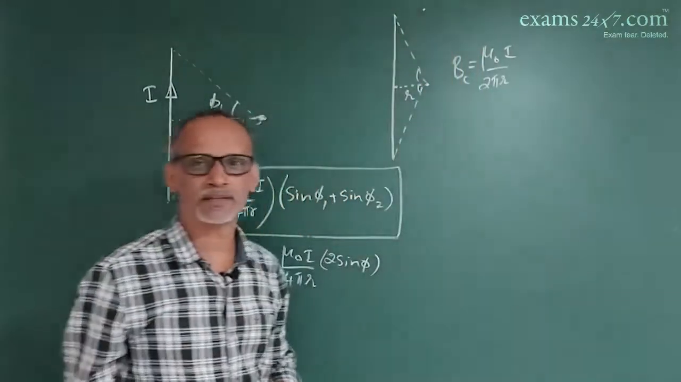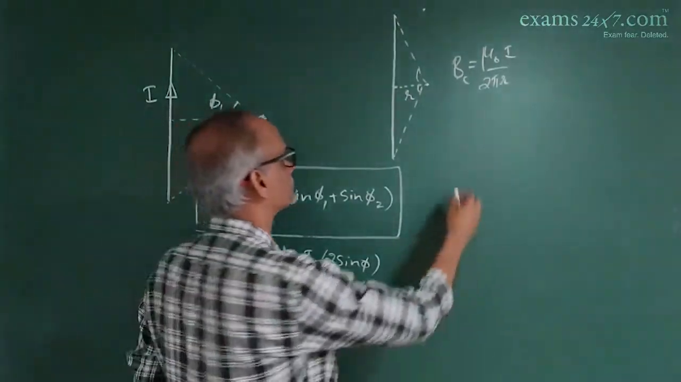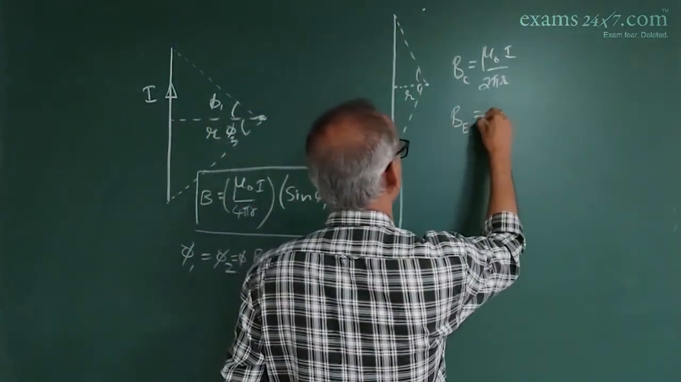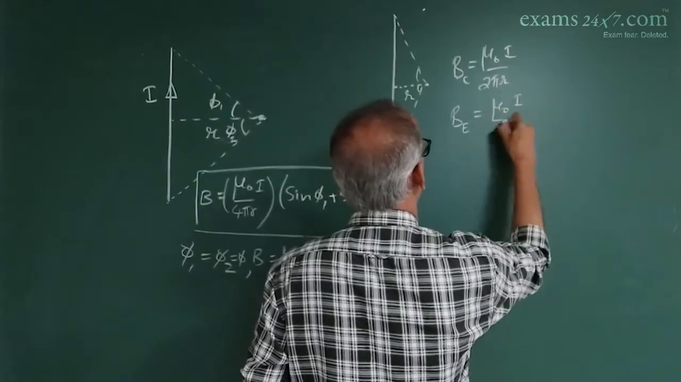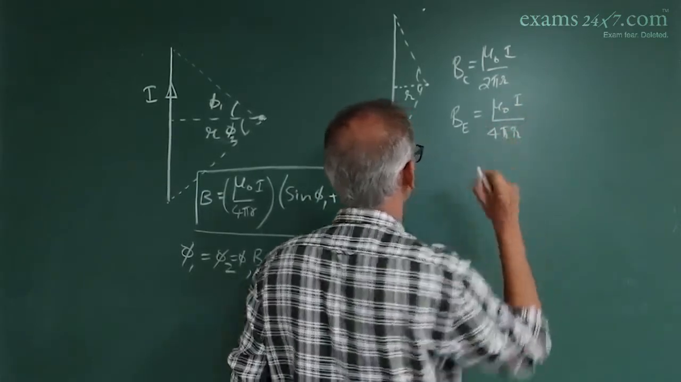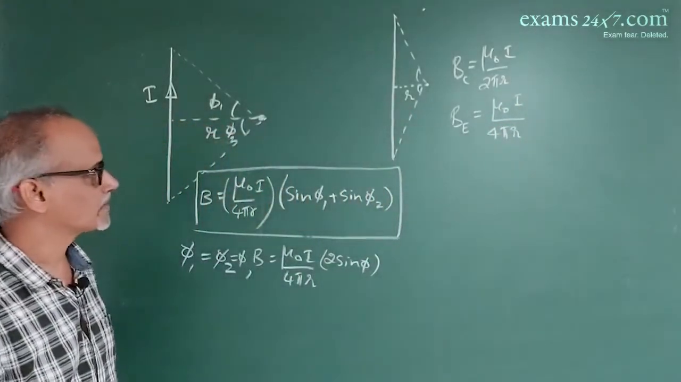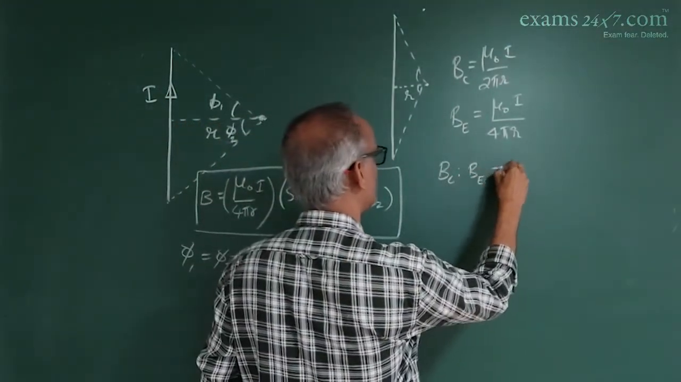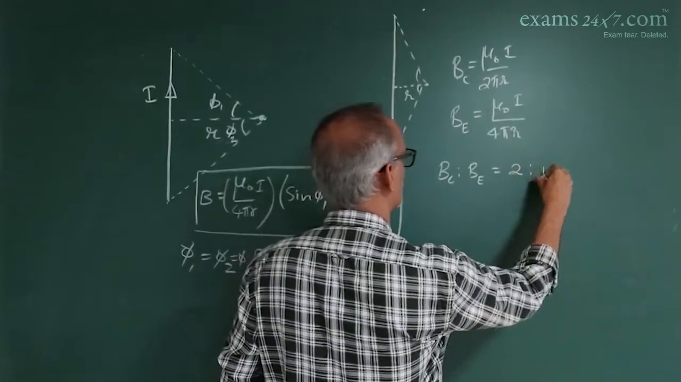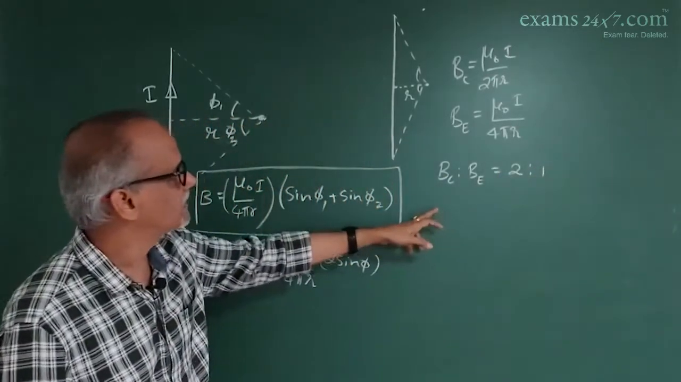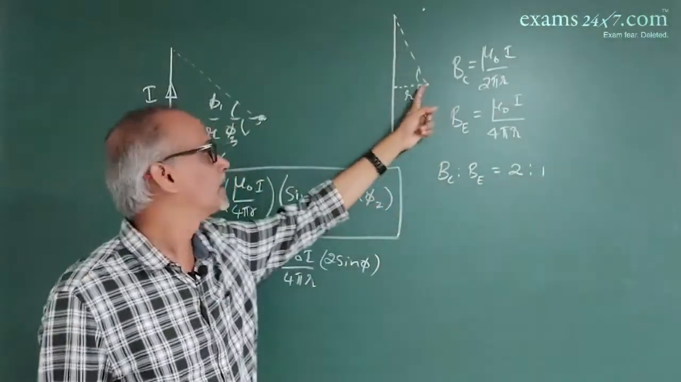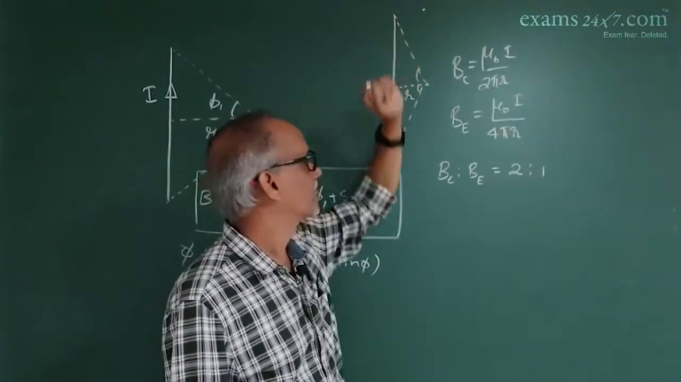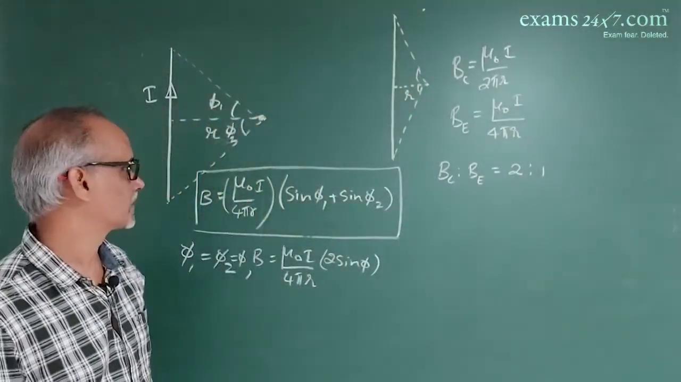If I have to find the field at one of its ends, then BE is equal to mu naught I by 4 pi r. So that the ratio BC to BE will be equal to 2:1. The strength of the field will be more near the center and is exactly half at the end of the conductor.